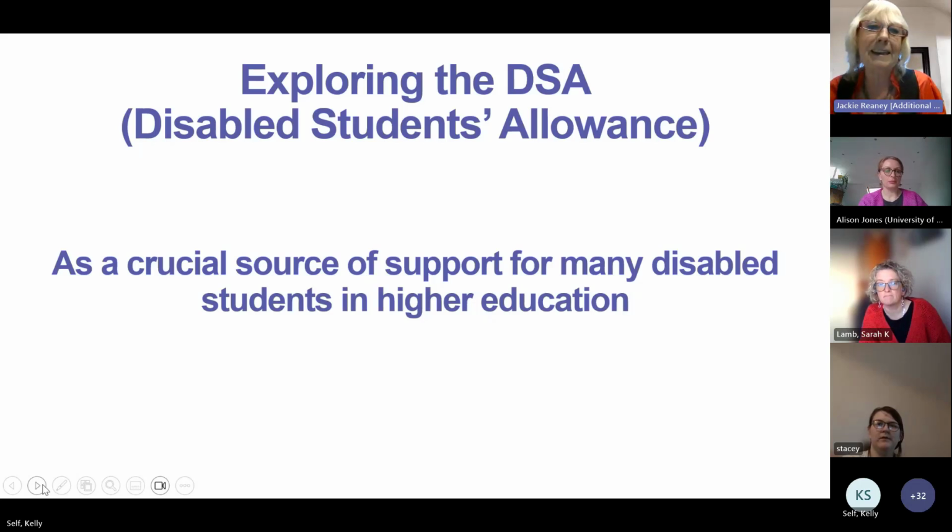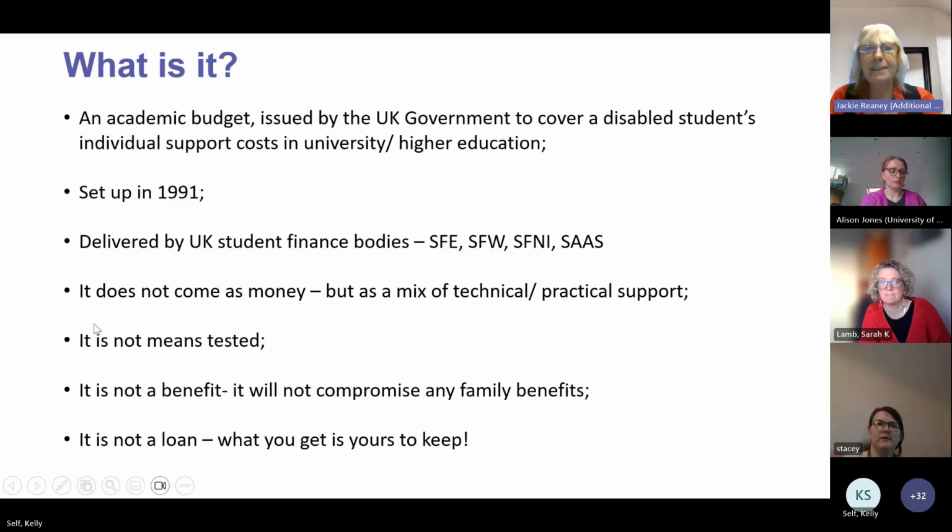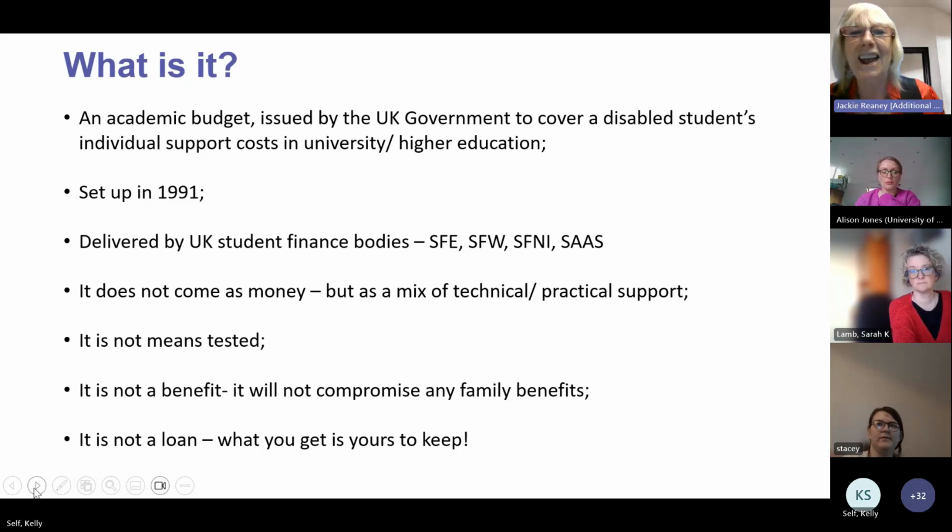Next slide, please. So what is it? Well, DSA, Disabled Students Allowance, is an academic budget issued by the government to cover disabled students' support costs in university / higher education. It's been around for over 30 years. It was set up back in 1991, bit of a history lesson here, sorry folks.